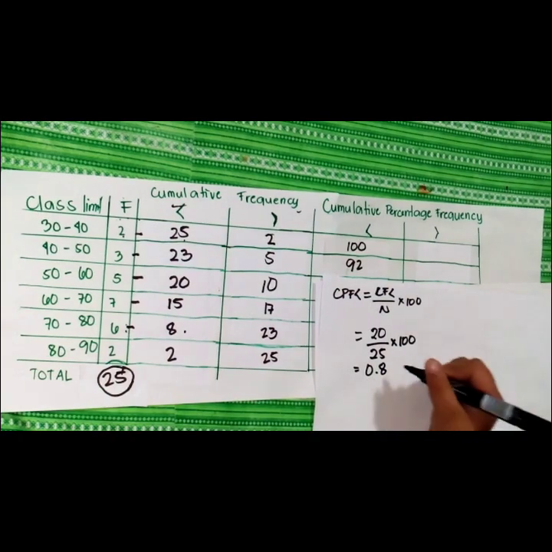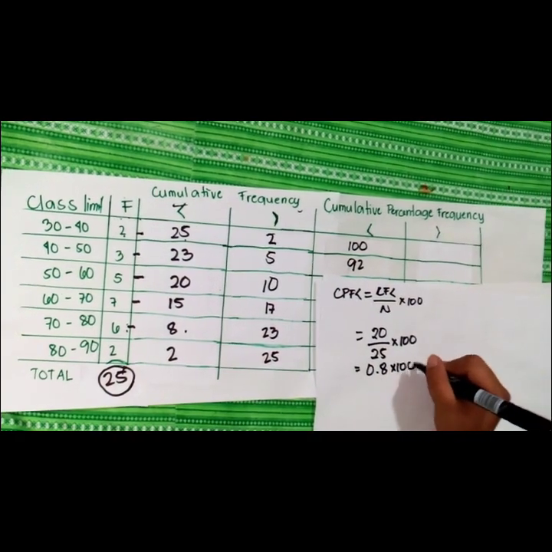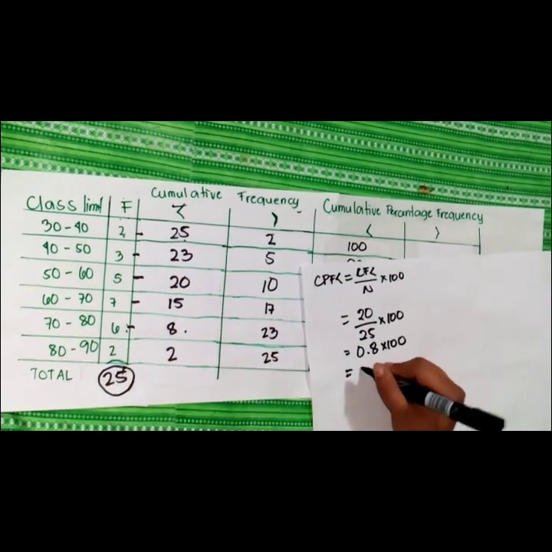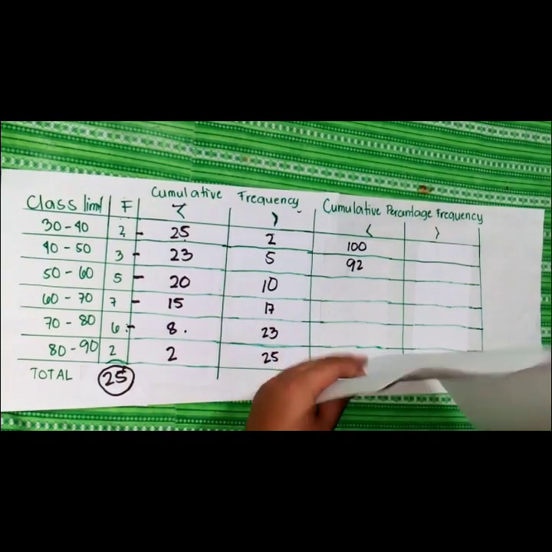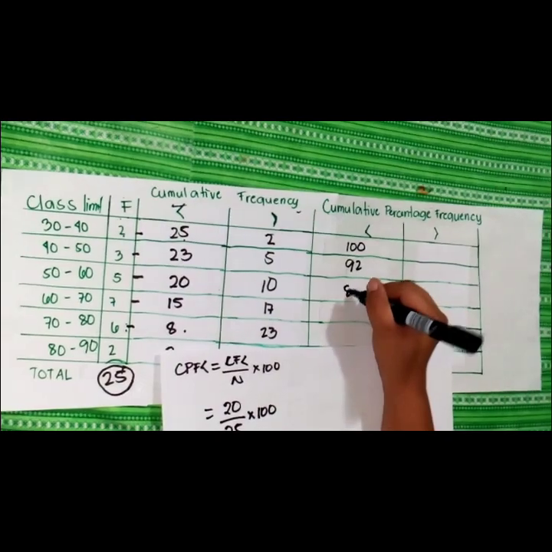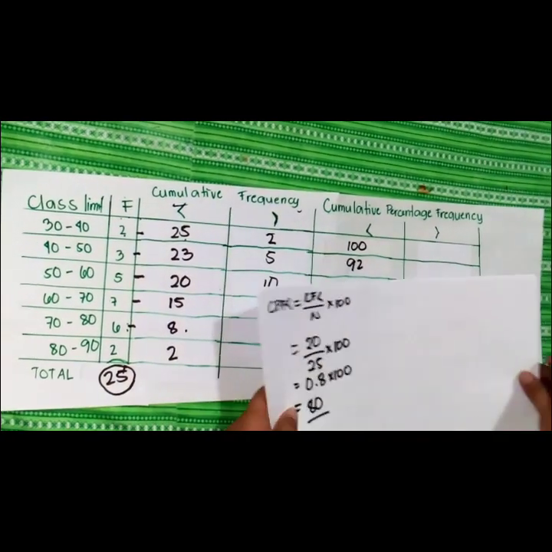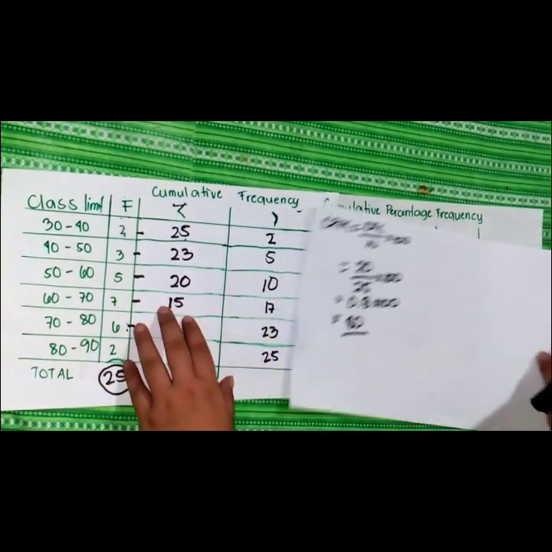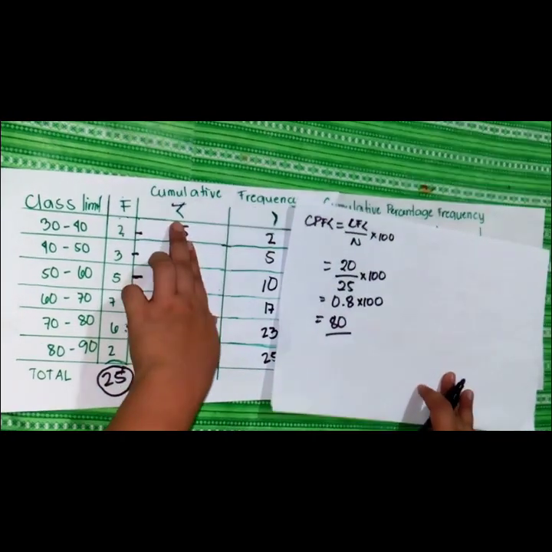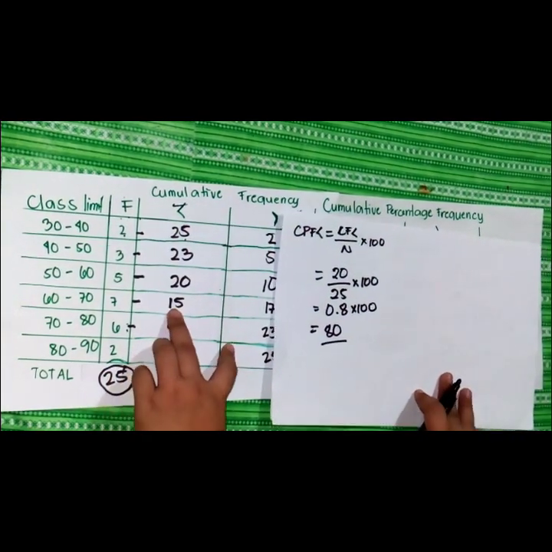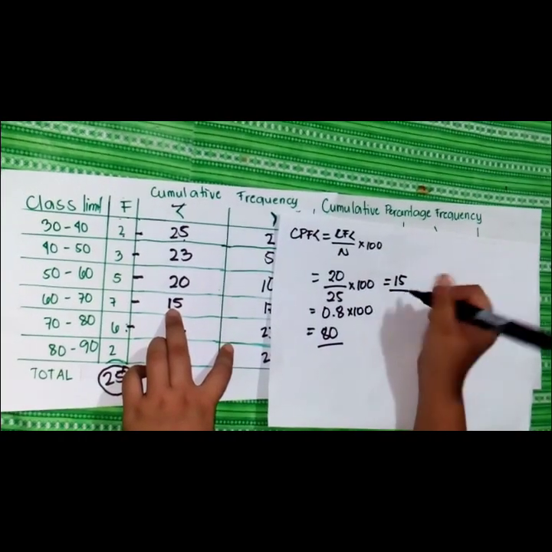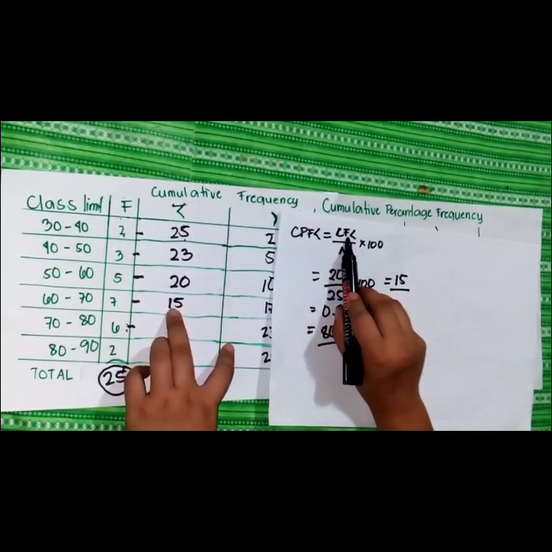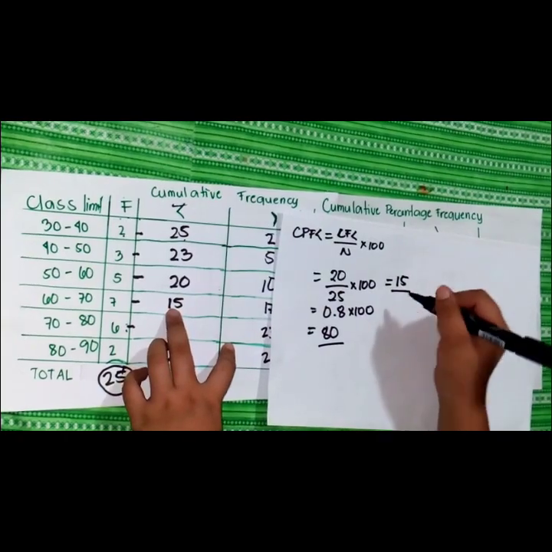And 0.8 times 100 is equals to 80. So our answer on the third row, we have 80. So another example. In cumulative frequency lesser than, we have 15. So we will write 15 here because this is the CF lesser than.